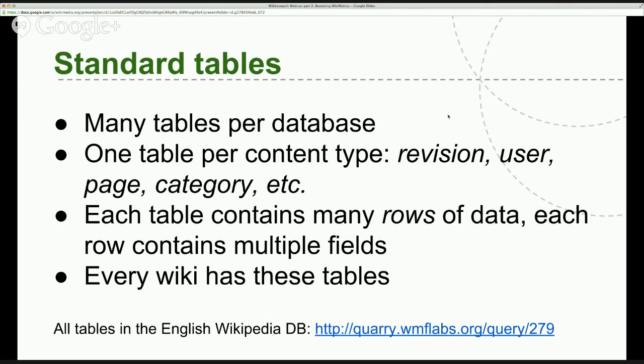Each of these tables contains many rows, and each row contains many fields. And every wiki has one of these tables. So there's a revision table, a user table, a page table, a category table, etc. in all the wikis, which means that the kinds of queries you're writing today, when you're looking at these tables, will work whether you're exploring English Wikipedia or Tagalog Wikisource.